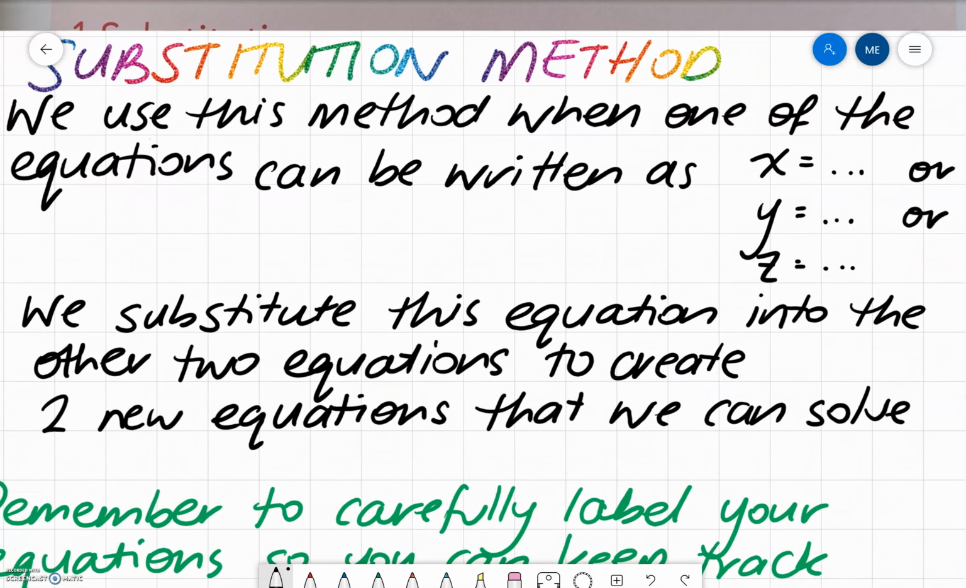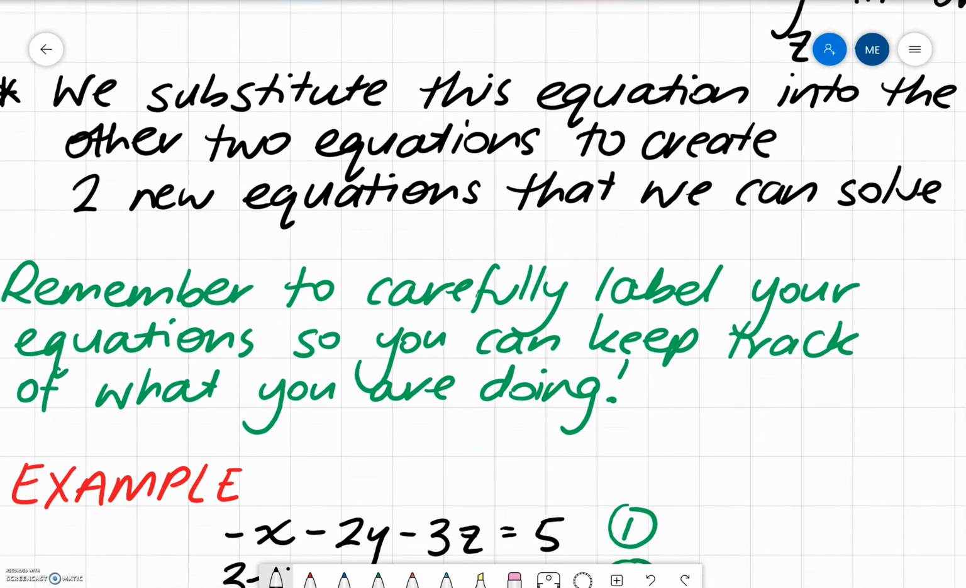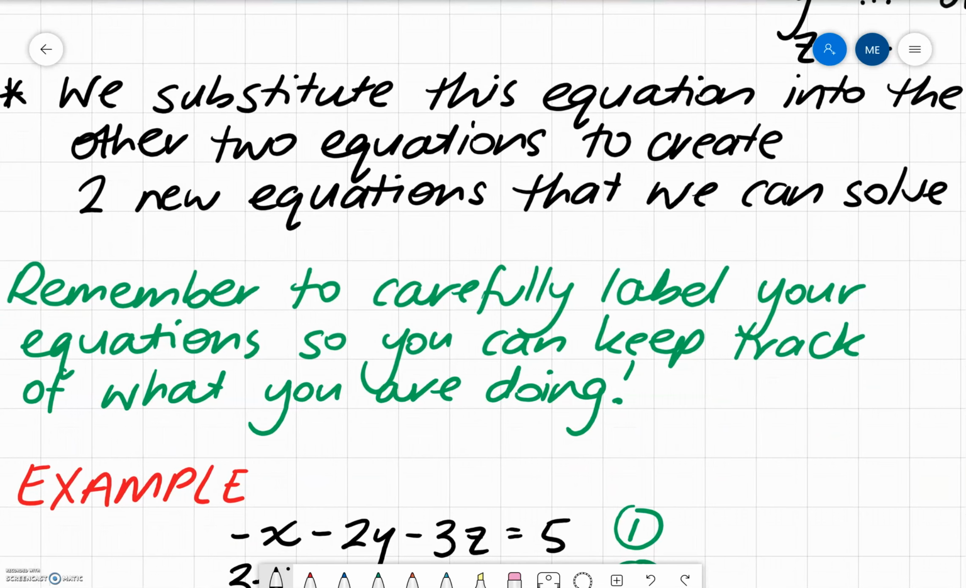We use the substitution method when one of the equations can be rewritten to be x equals, y equals, or z equals, and then we take that and substitute it into the other 2 equations. This forms 2 equations that we can solve like we have previously. Now, it's really important that you carefully label your equations and write down what you're doing so that you can keep track, and it's easier when we come to marking.